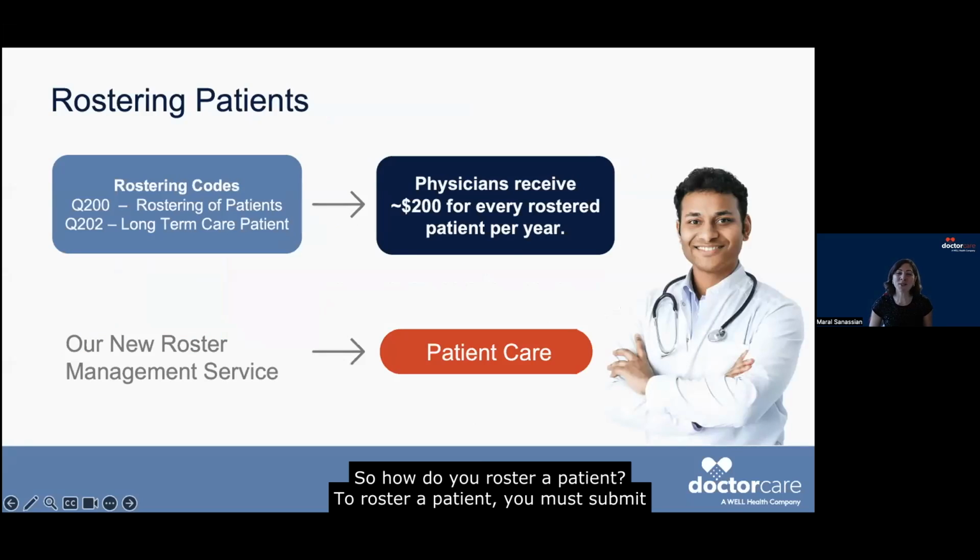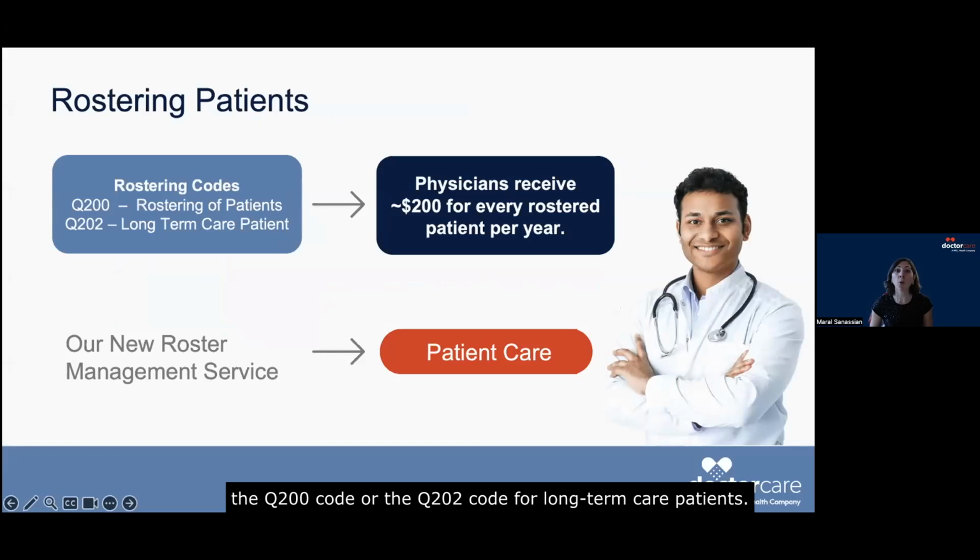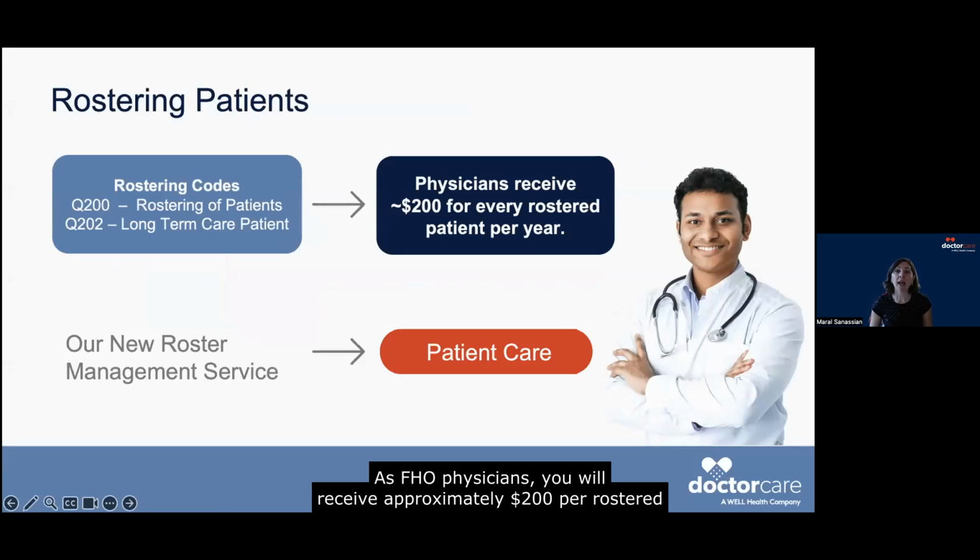So how do you roster patients? To roster a patient, you must submit the Q200 code or the Q202 code for long-term care patients. As FHO physicians, you will receive approximately $200 per rostered patient per year.